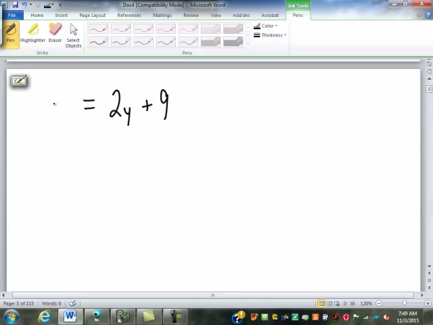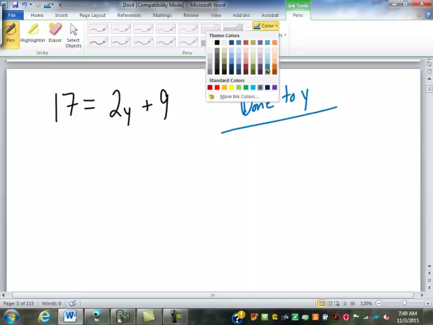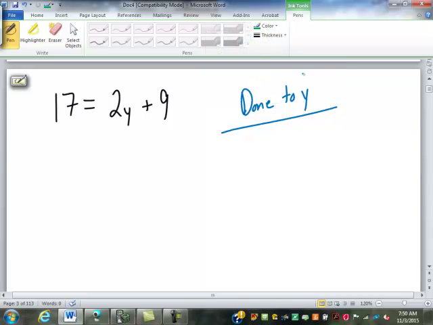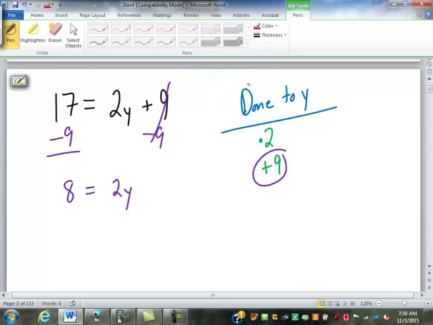So let's say we get 2y plus 9 equals 17. What was done to our variable to build this equation? Well, was it the 2 first or the 9 first? 2. It was multiplied by 2, and then 9 was added to it. So when we go to take it apart, what's the first piece we're going to take off? We're going to subtract 9. So 17 minus 9 is 8, and over here what's left is the 2y. Then what? Divide by 2. 4 equals y.